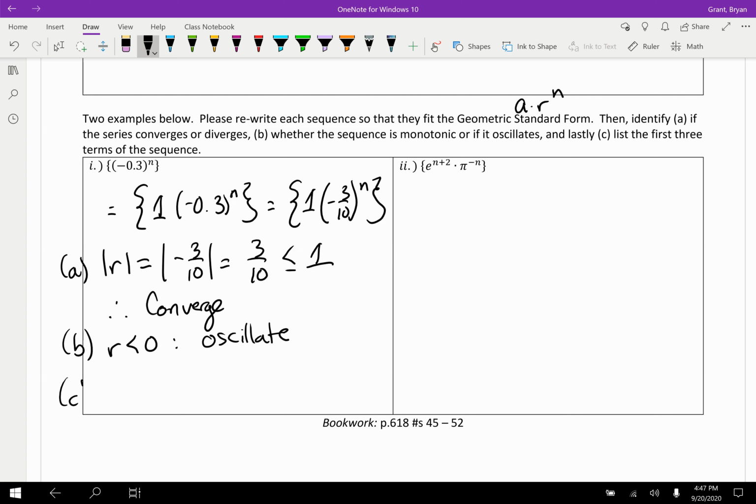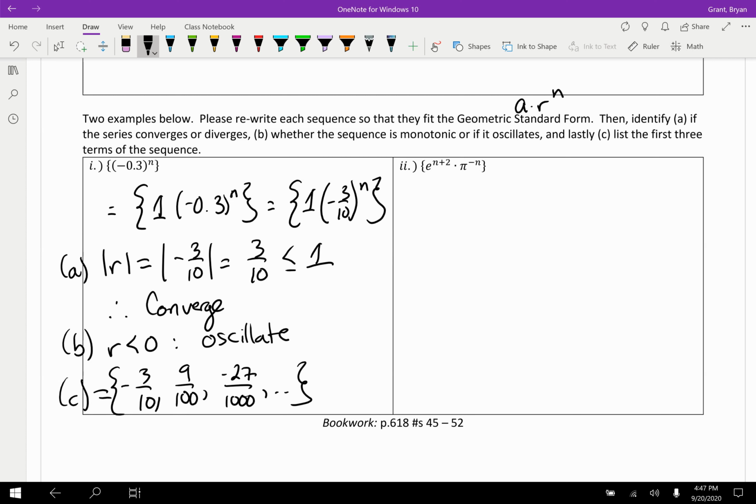And lastly, list the first three terms. Well, we're just going to have to multiply, and notice our first term is just going to be negative 3/10. That's easy. Okay. Then we multiply by negative 3/10. That's 9/100. Negative 27/1000. And then it goes from there. Easy enough. Let's do one more.